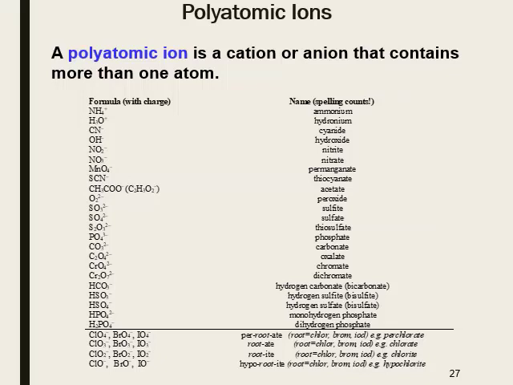The second category of ionic compounds are those which contain polyatomic ions. This table summarizes the most common polyatomic ions. I have created a separate video which is available on Canvas. In that video, I have explained what polyatomic ions are and how to memorize the names and formulas of these polyatomic ions. I highly encourage you to watch that video first before continuing this video.